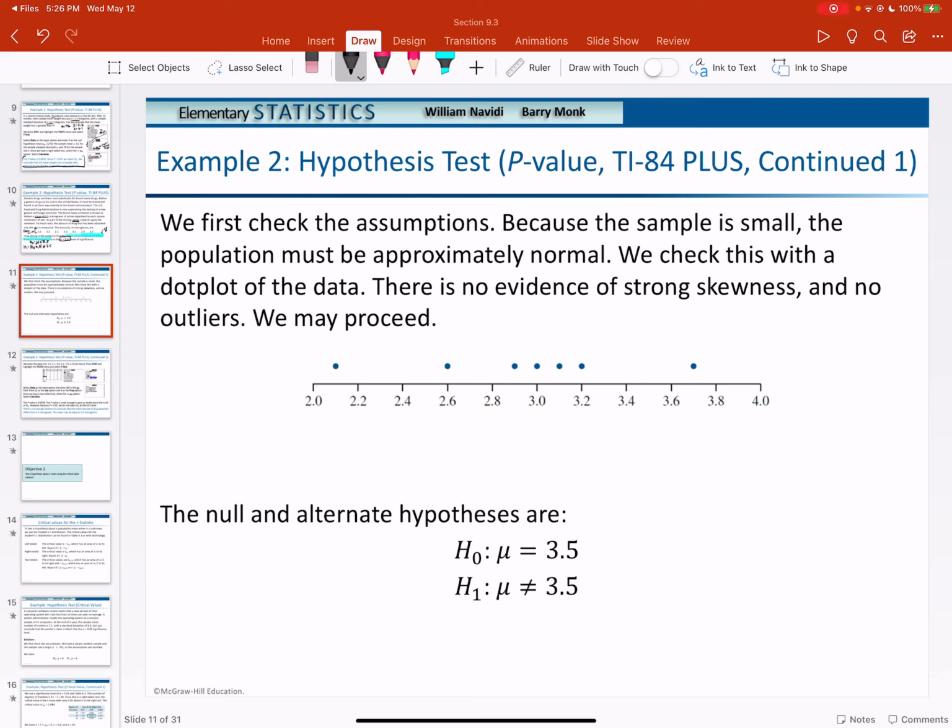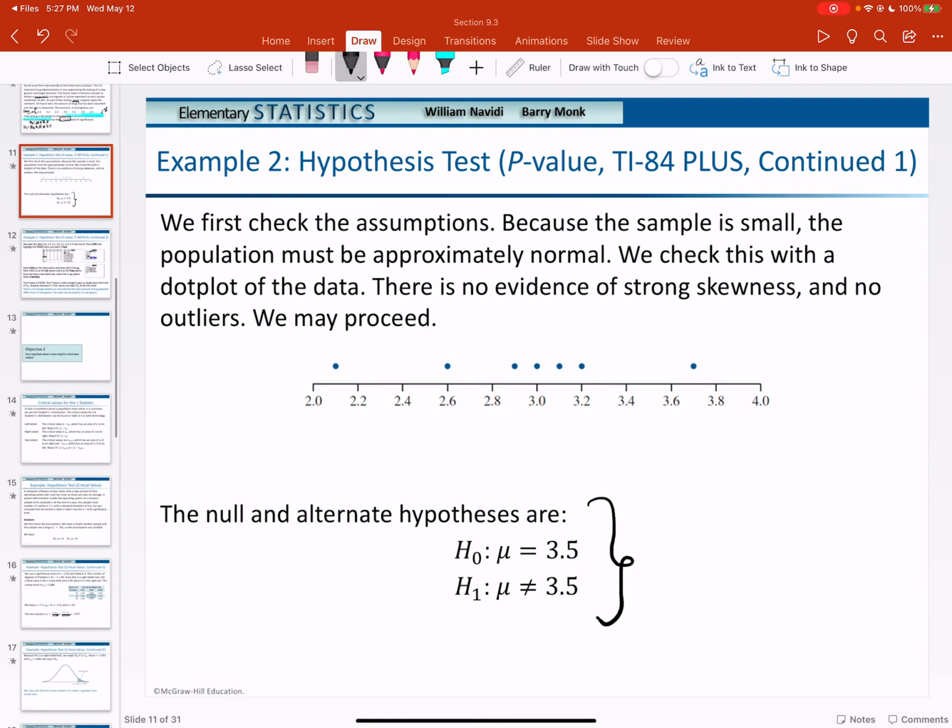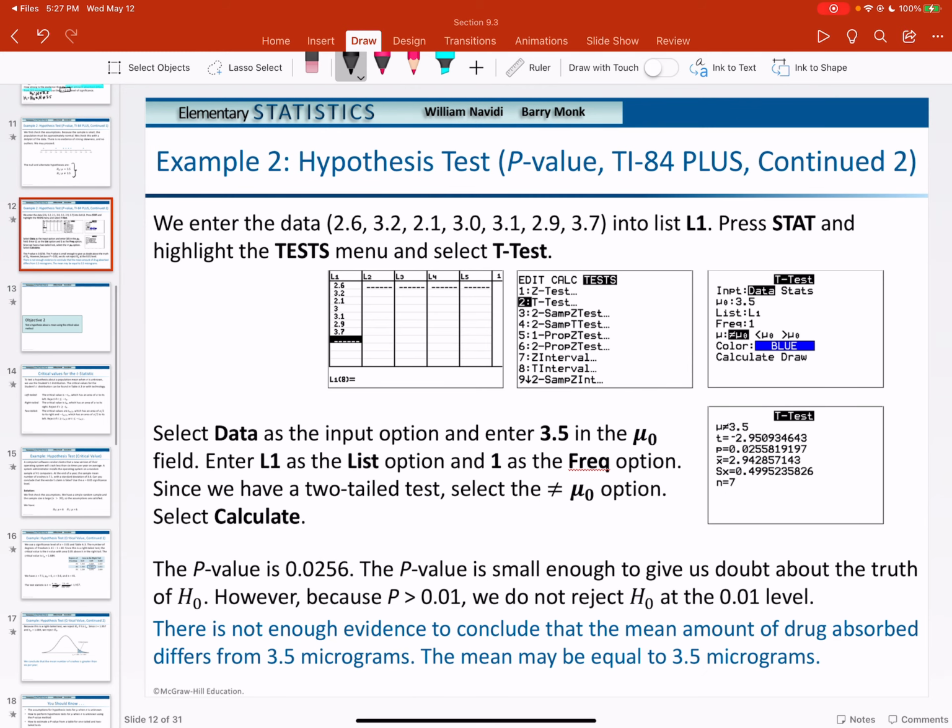And again, here's the null and the alternative hypotheses, or the alternate hypotheses. I know I'm going to keep saying alternative because I'm teaching another class in which it's named alternative, but they are used interchangeably. So I just want to make sure that none of you are confused by my usage of that word. Okay, so the first thing we need to do is enter the data into a list.